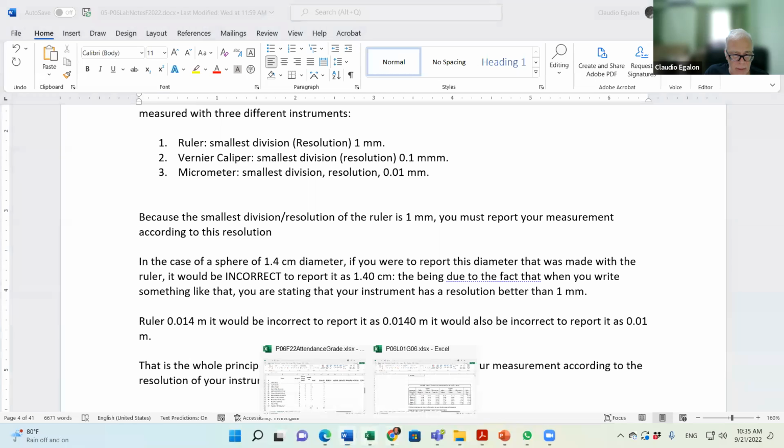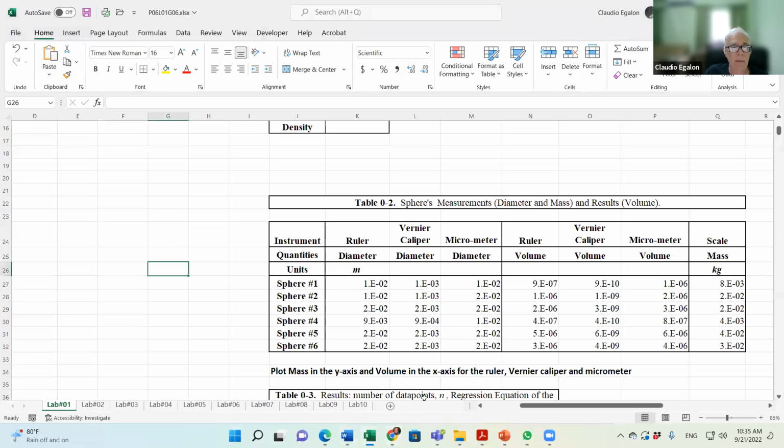So in this case, I'm going to do just one example. Don't forget you already have the units here. You have to put the units at the top. You don't carry the units in the cell. In the cell you report only the actual number.